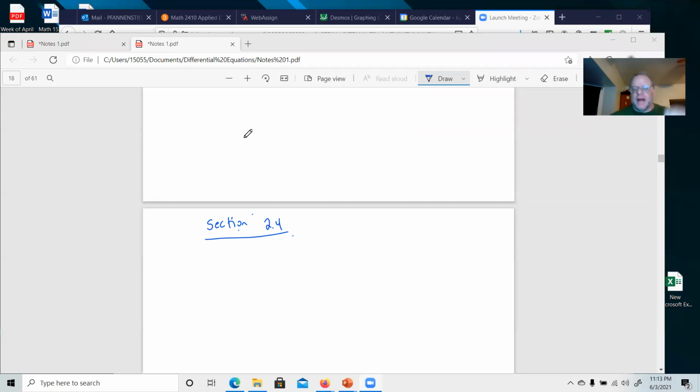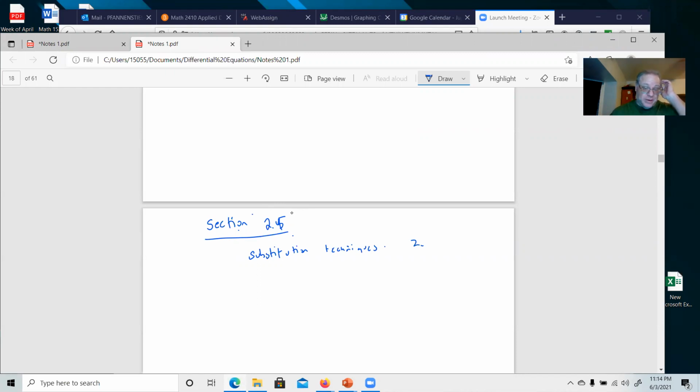All right, welcome back to differential equations here. So, not 2.4, we are on 2.5. We are doing substitution techniques. There are a lot of substitution techniques, and we're going to cover two of them. They're going to be pretty easy to identify what you're supposed to do.